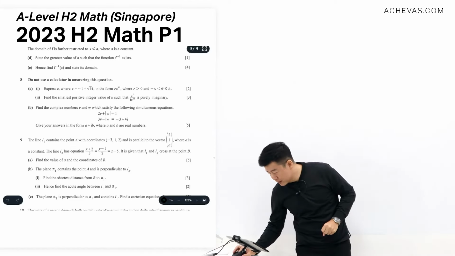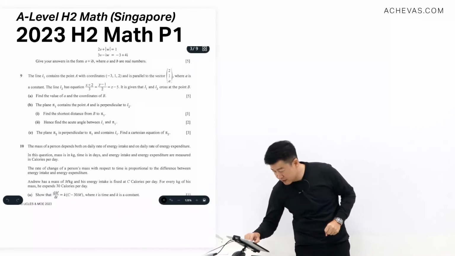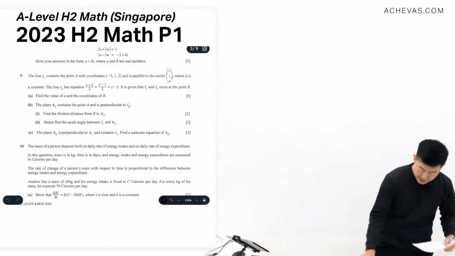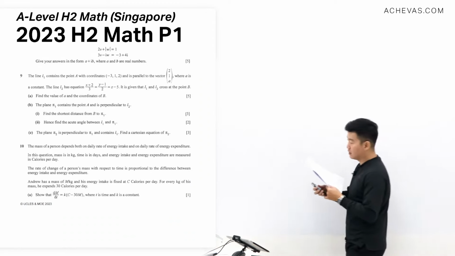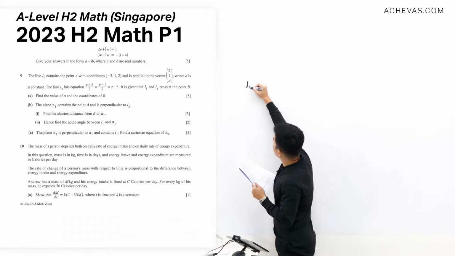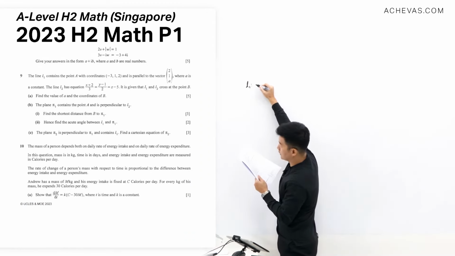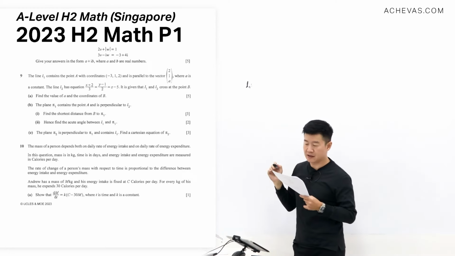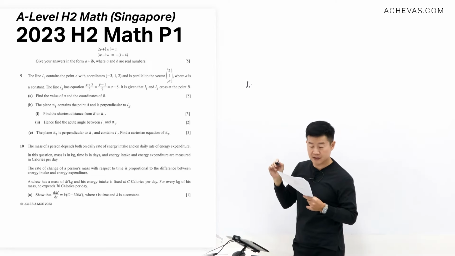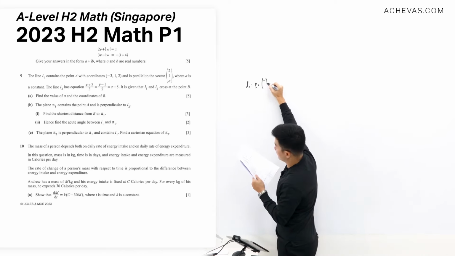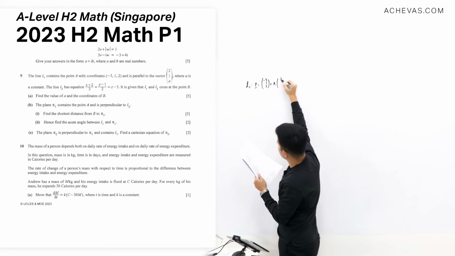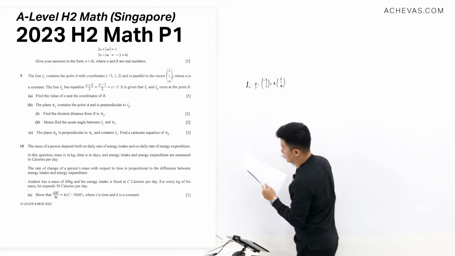Now let's take a look at question number 9, which is a vectors question. In this question, we have the line L1. For this line L1, it contains point A, and it is parallel to the vector that is given to us. So L1 will look like this. R is equal to, it contains point A, so negative 3, 1, 2, and it is parallel to 2, 1, A.